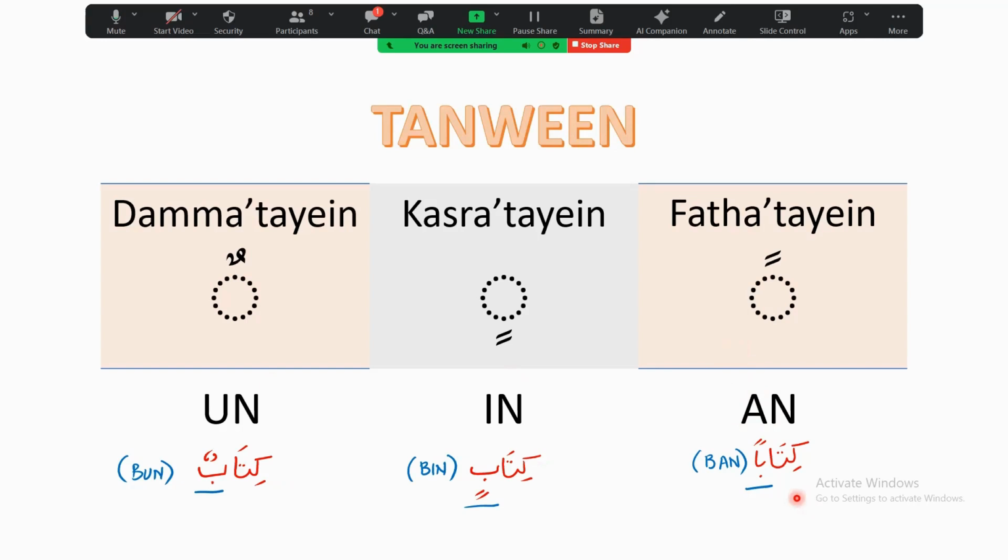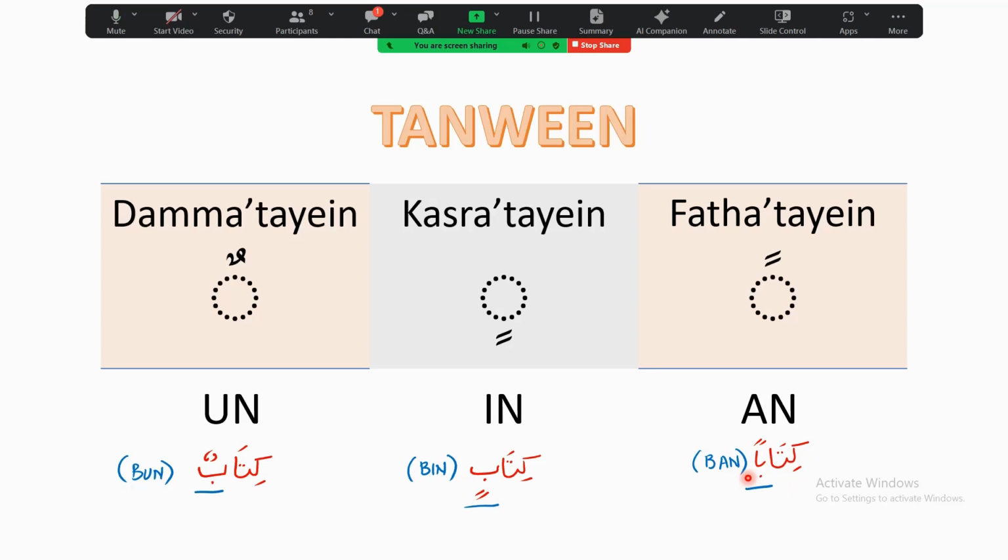Coming towards the example that I've written below, it is of kitaban. Kitaban. So here in this word at the end, there is tanween of fathatain, so I'm making a sound of an at the end, but because tanween is on the letter ba here, so I'm saying ban.